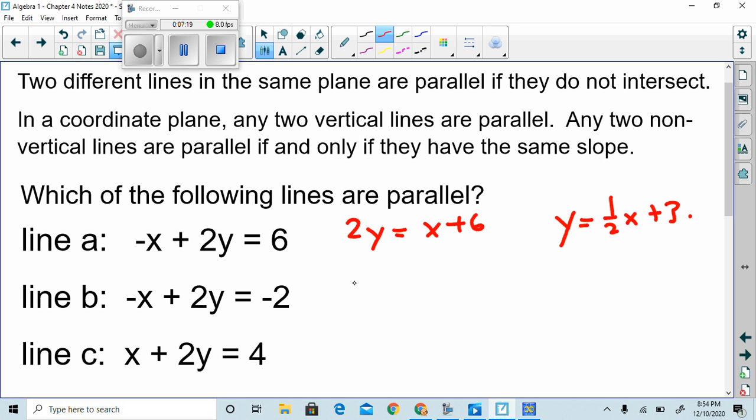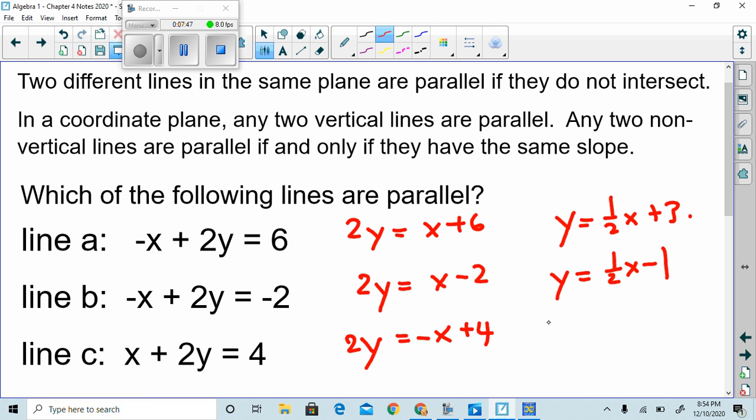Let's take a look at the second one. I'm going to subtract x over. I'm going to have 2y equals x minus 2. Divide by 2. I'm going to have y equals 1/2 x minus 1. Last one, let's subtract x over. 2y equals negative x plus 4. Divide by 2, y equals negative 1/2 x plus 2.